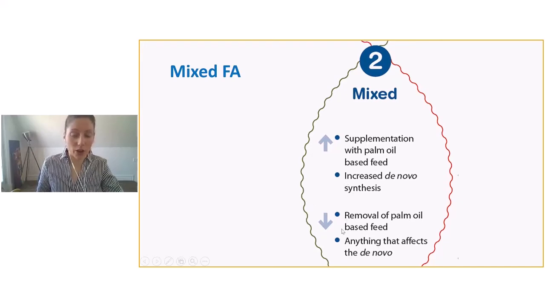If the mixed are low or they are reducing, well, maybe we are removing palm fat, or maybe the Denovo and the rumen functions are not optimized that way.